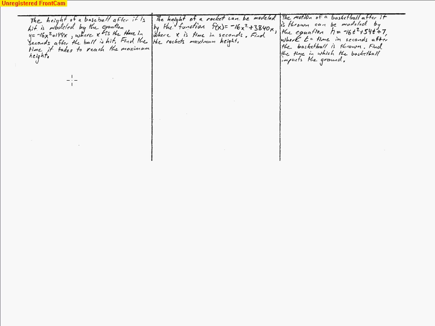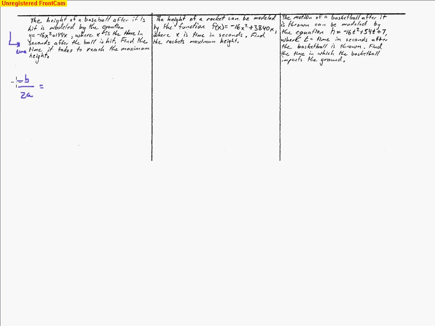The height of a baseball after it is hit is modeled by the equation listed here, where x is the time in seconds after the ball is hit. Find the time it takes to reach the maximum height. So time to maximum height is always this formula, negative b over 2a. So all I have to do is substitute those numbers in, because the time always is on the x-axis. So it's on the x-axis here.